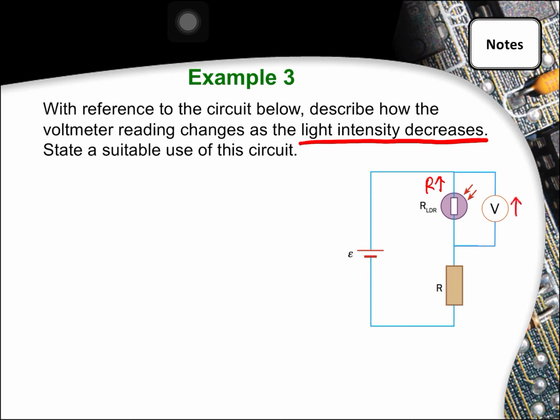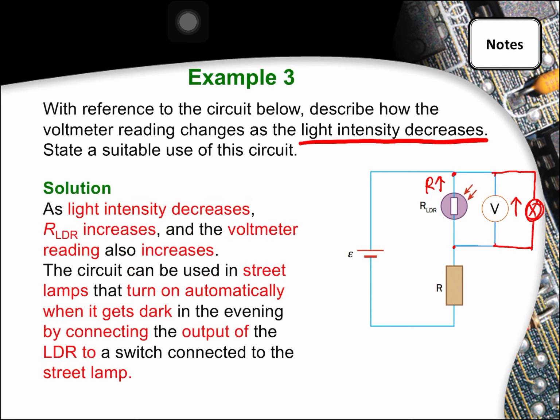Now, we're talking about light decrease, right? If light decreases and potential difference across it increases, what do you want to happen? You will actually connect maybe your street lamp on this side here, so that when it's dark and your potential difference across this component, this junction here, increases, you want your street lamp to light up. Okay?